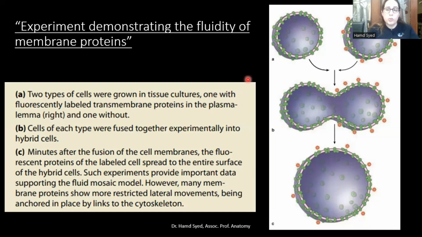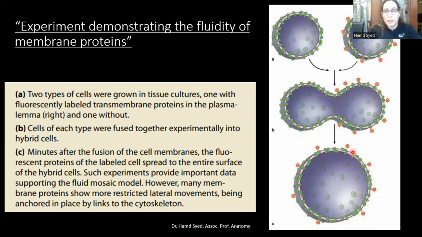So if we do a simple experiment to check for the fluidity of the plasma membrane, then this is the experiment that was done for it, in which two types of cells were grown in tissue cultures. You can see here on the right is the cell which has the fluorescently labeled transmembrane proteins in the plasma lemma. Whereas on the left, you can see this cell, its plasma membrane has not been labeled. Now, when these two cells were brought together and fused together into a hybrid cell, then we followed the fluorescently labeled transmembrane proteins, and we saw that they had covered the entire surface of the new hybrid cell.